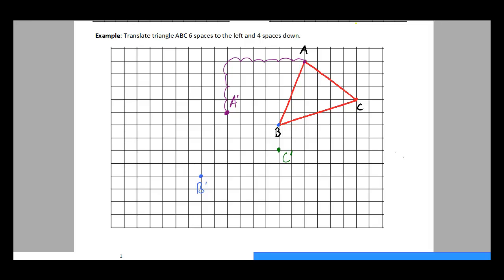Now all I have to do to find my image is connect my points. Okay, and I've got my new image. So this is my original shape, and here's the translated image.